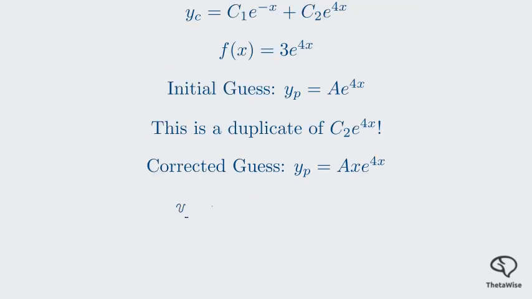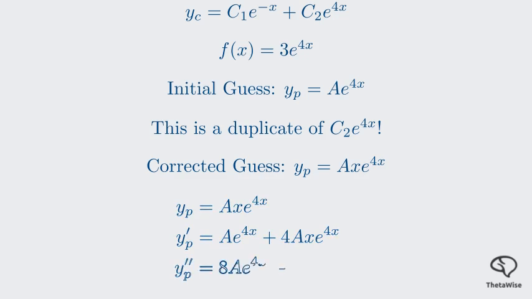The first derivative, yp prime, is a times e to the 4x plus 4ax e to the 4x. The second derivative, yp double prime, is 4ae to the 4x plus, using the product rule again, 4ae to the 4x plus 16axe to the 4x, which simplifies to 8ae to the 4x plus 16axe to the 4x. Substitute these back into the original non-homogeneous equation.